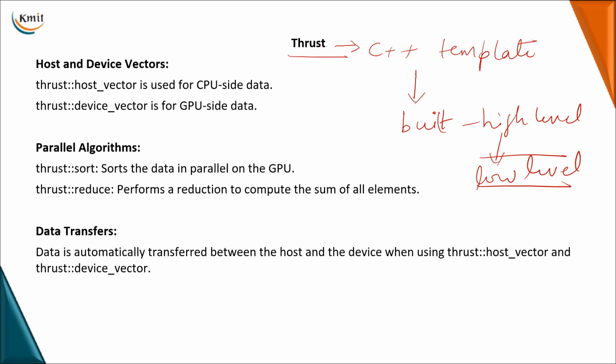So let me first tell you what functions are available. If you want to store the data on the CPU side, you use host_vector, and for the GPU side it is device_vector. If you want to perform operations, sort will sort the values in parallel, and reduce will perform the reduction process. You can even do data transfers, transferring data from host to device and device to host. So with all the predefined functions, you just club them together and write a program.